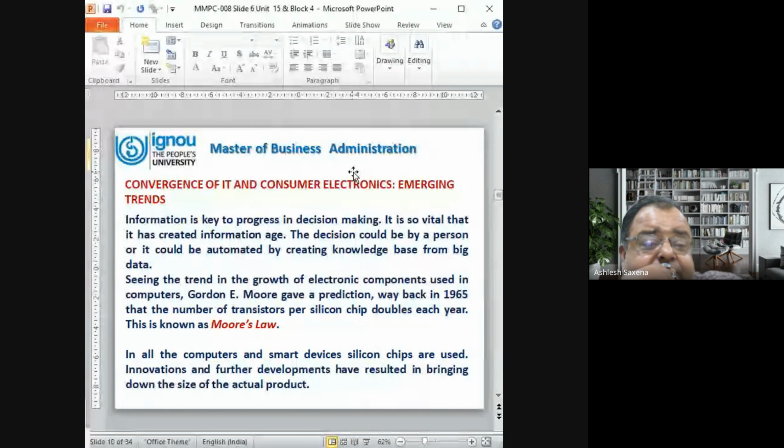Convergence of IT and consumer electronics, the emerging trends. Information is key to progress in decision making. It is so vital that it has created the information age. The decision could be by a person or it could be automated by creating a knowledge base from big data.